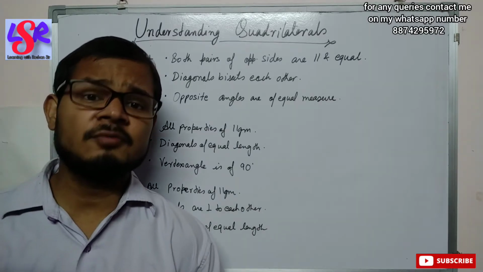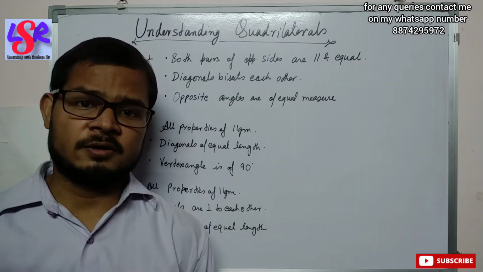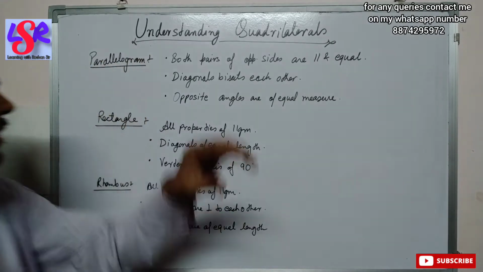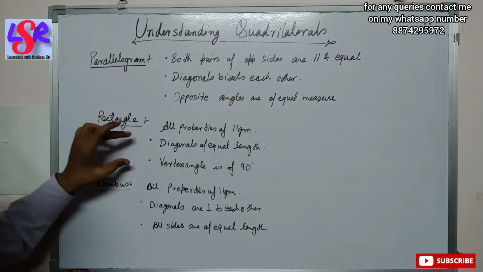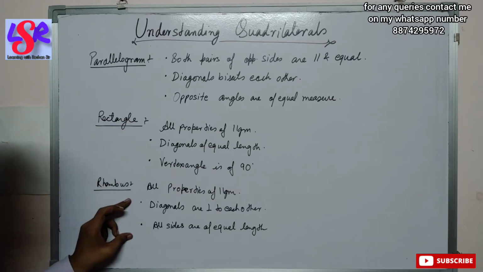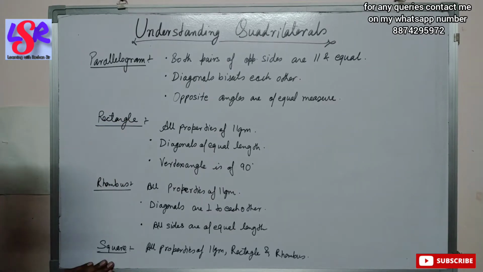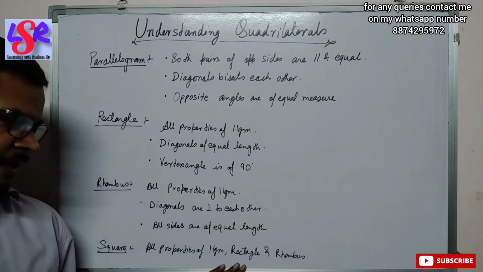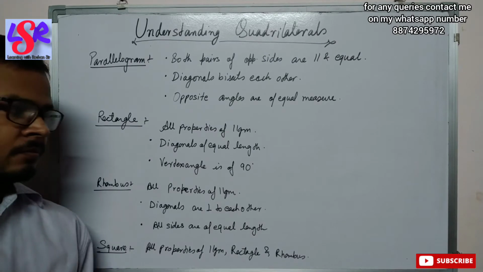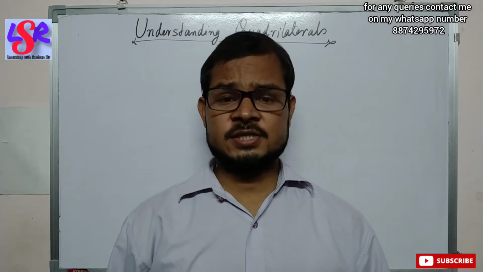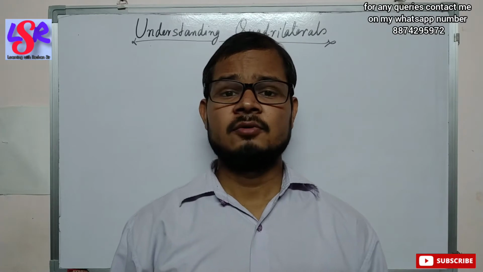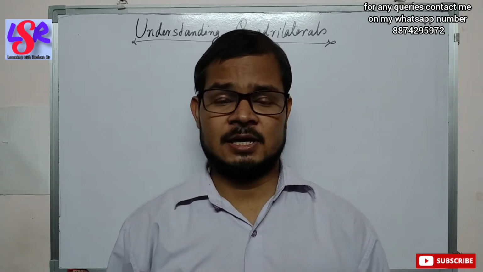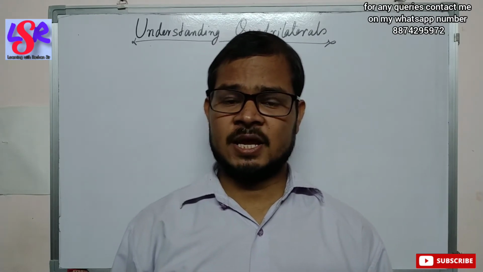Then the next type of parallelogram is square. In square, we have all the properties of parallelogram, all the properties of rectangle, and all the properties of rhombus. Here we get for square all the properties of parallelogram, rectangle, and rhombus. Now apart from these types of parallelogram, we have a few more types of quadrilaterals: trapezium and kite.